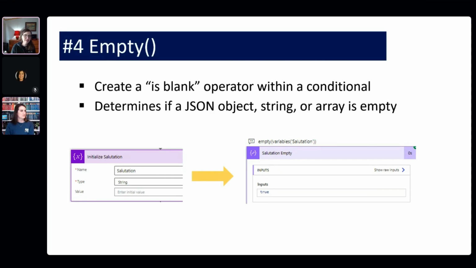And so what this does is, when used in a conditional, it creates an isBlank operator. Sadly I don't have a screenshot of it here, but you can use it in a conditional to say true is equal to, and then this expression of empty for whatever it is. And if it returns yes, then that gets sent off to the other side. And if it says no, you continue on with the flow.